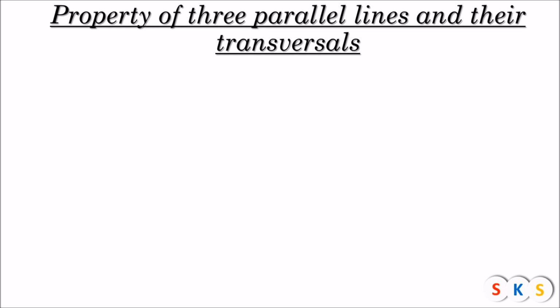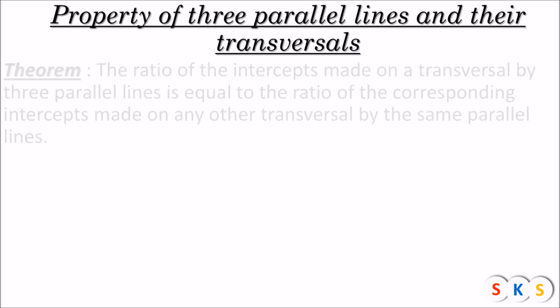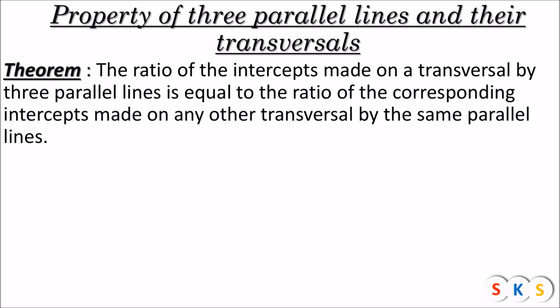Property of three parallel lines and their transversals. Let's see the statement of this theorem. The ratio of the intercepts made on a transversal by three parallel lines is equal to the ratio of the corresponding intercepts made on any other transversal by the same parallel lines.